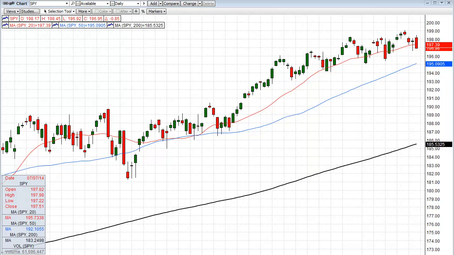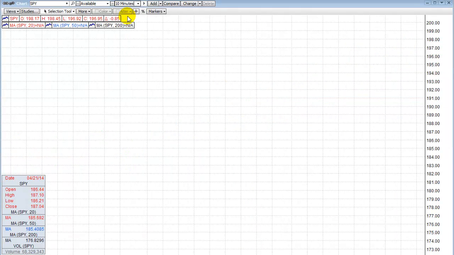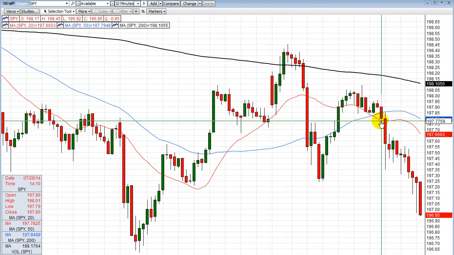Today is Tuesday, July 29th, 2014. You're looking at a daily chart of the SPY. So at the end of today, you had a little bit of a sell-off. Let's take a look at the intraday chart and see what I'm talking about.